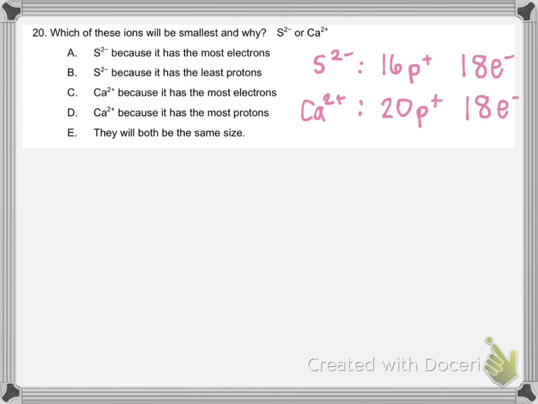And so it turns out that because calcium has a greater positive charge at the center, it's able to better pull in electrons. It's a greater Z effective on the electrons. And so, since it's squeezing those electrons in, it will be smaller. So the answer here is D.